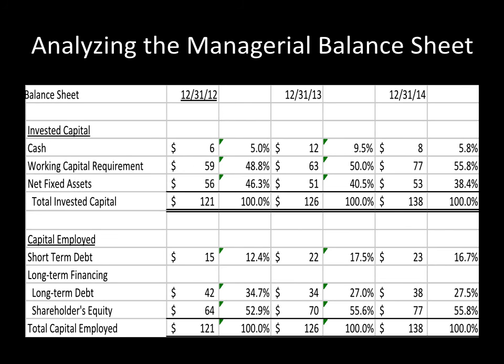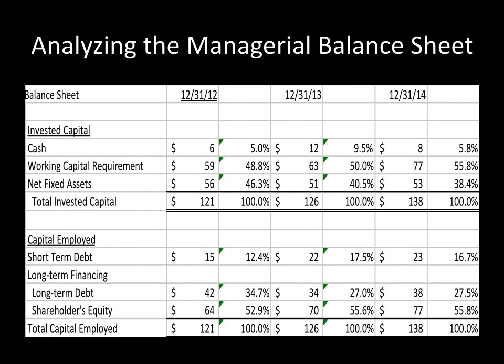Another way to look at this is we can then begin to take our invested capital components and our capital employed components and take each category and divide it by the total for each category. For instance, in 2012, we can see our cash at $6,000 divided by the total invested capital is roughly 5%. That number goes up to 9.5%, but then goes back down to 5.8% in 2014. On the other hand, the fixed assets, the net fixed assets, are at 46.3% in the oldest year, 2012.